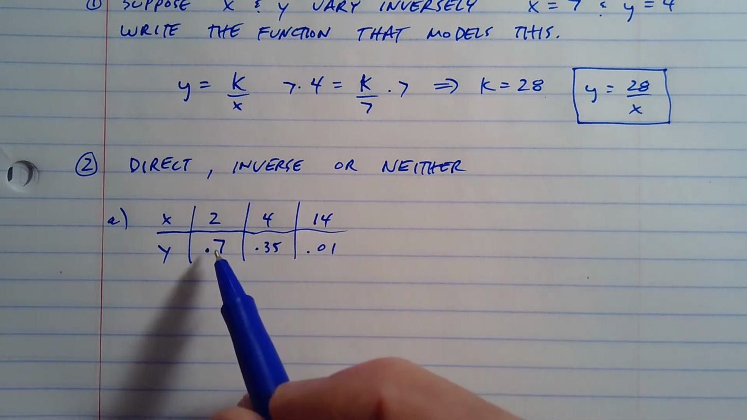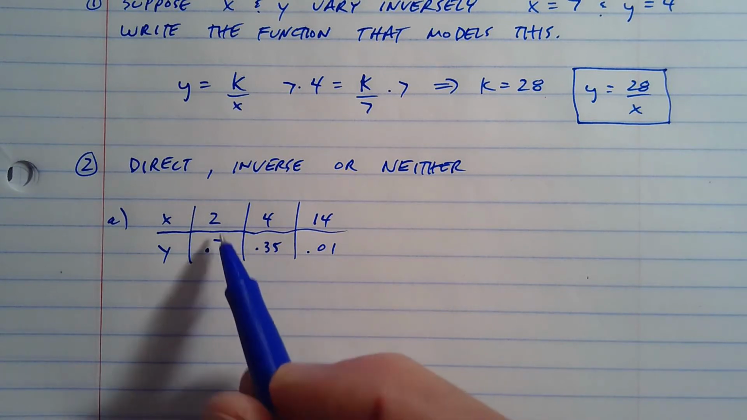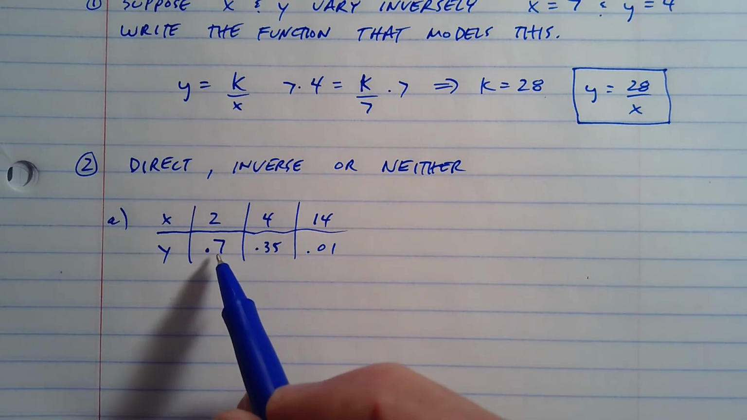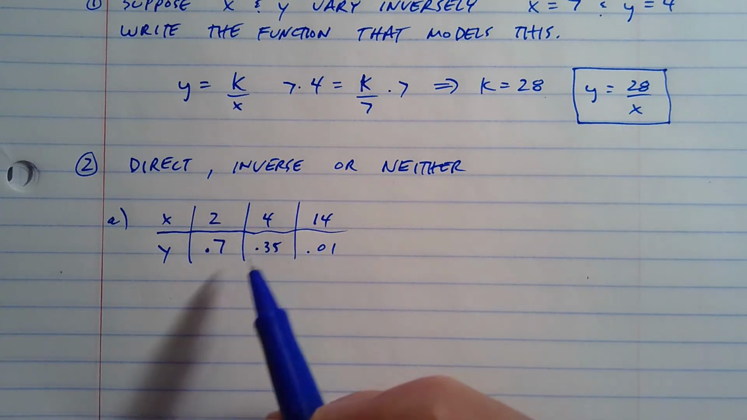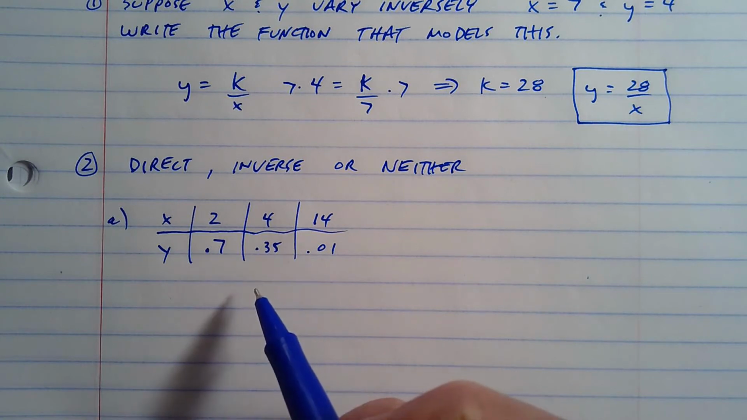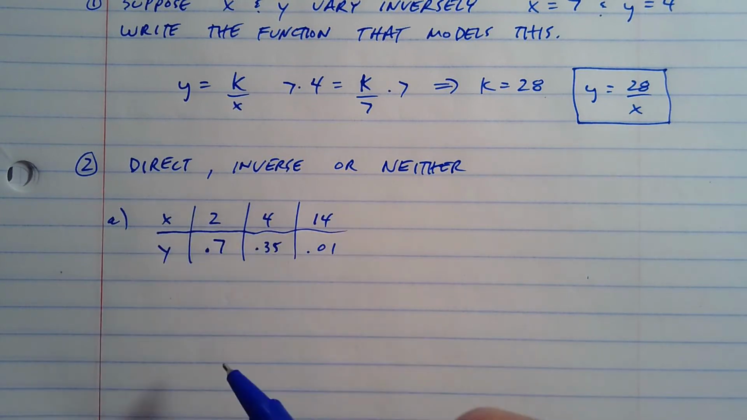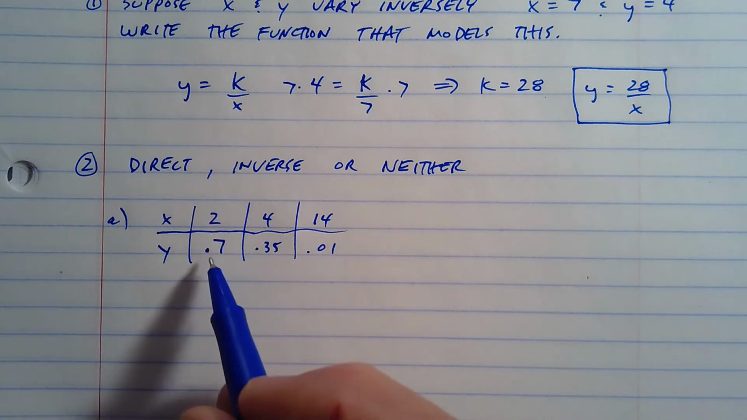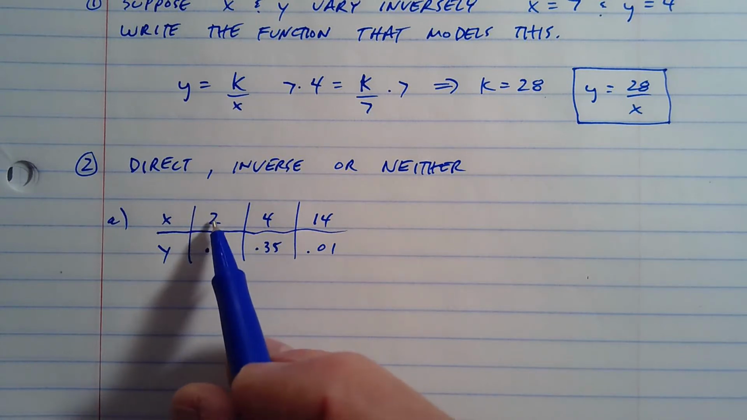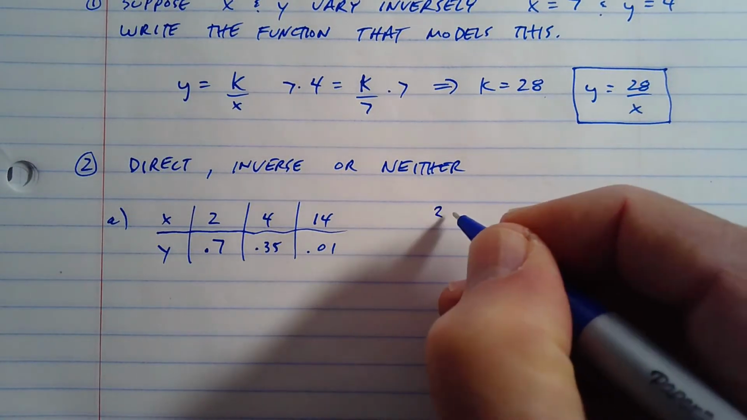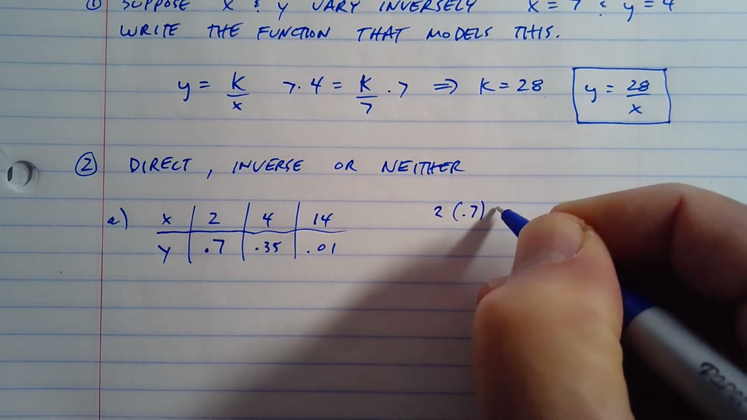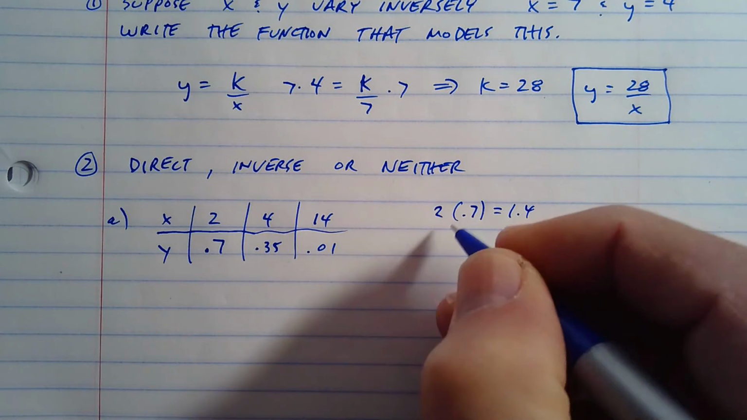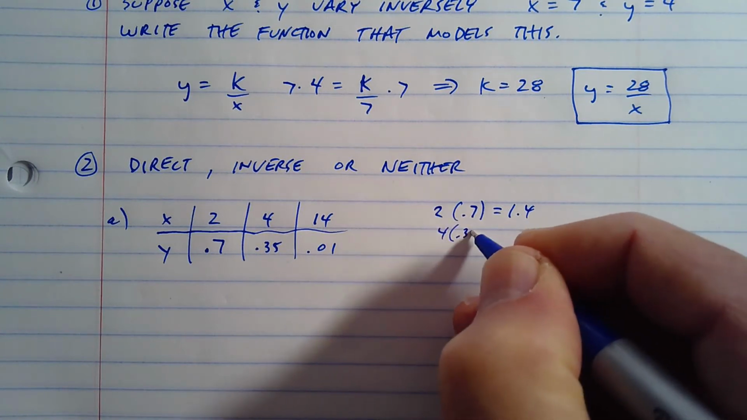Is it the product that's happening? If it's the product, it's an inverse. If it's division that's happening with the y and the x, and you keep getting that same constant, it's a direct. And if neither of those things are happening, then it's neither a direct nor inverse. So this one, it's actually multiplying to be the same amount. 2 times this 0.7 is 1.4. 4 times a 0.35.